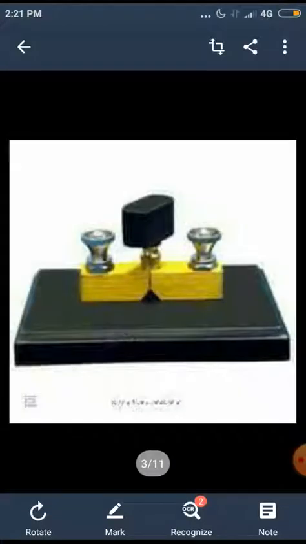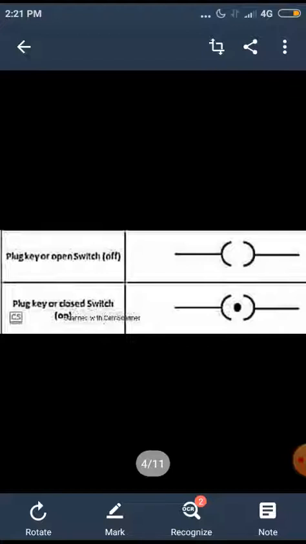Now, let us see the symbols of a closed plug key and an open plug key. The first symbol that you see is for open plug key, where you cannot find the thick dot in between the brackets. For a closed plug key, where the key is inserted, you can see a thick dot in between the brackets. So these symbols are used for an open plug key and a closed plug key.